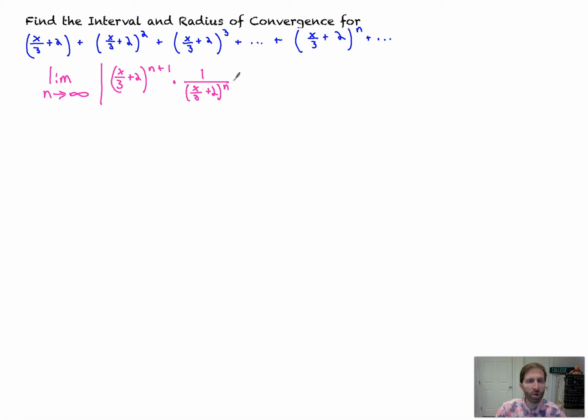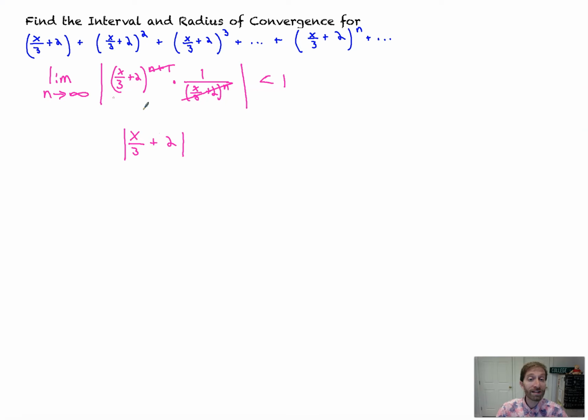And you might be like, how in the wide world of sports am I ever going to figure this thing out? Well, I think it's kind of an interesting one. It looks really nasty, but it's not as bad as you think. You have one more x over 3 plus 2 here than you do here. So this is going to divide out with this perfectly, leaving you with x over 3 plus 2, all in absolute values.